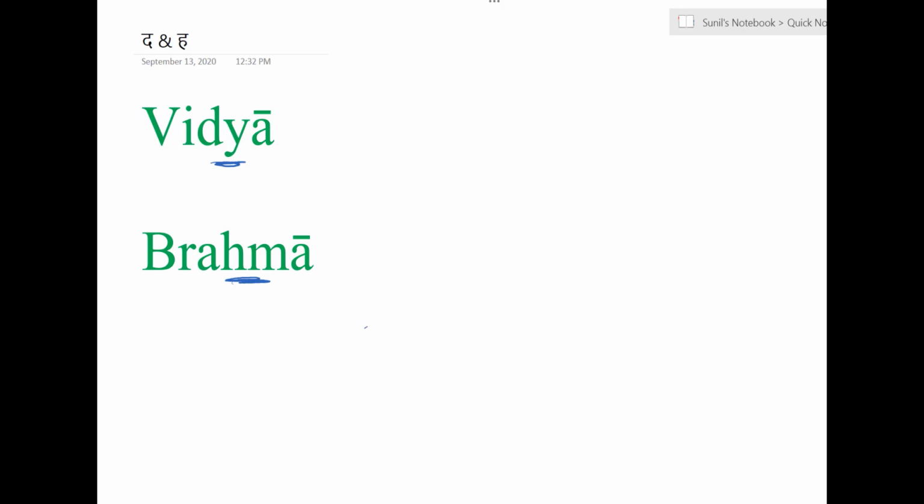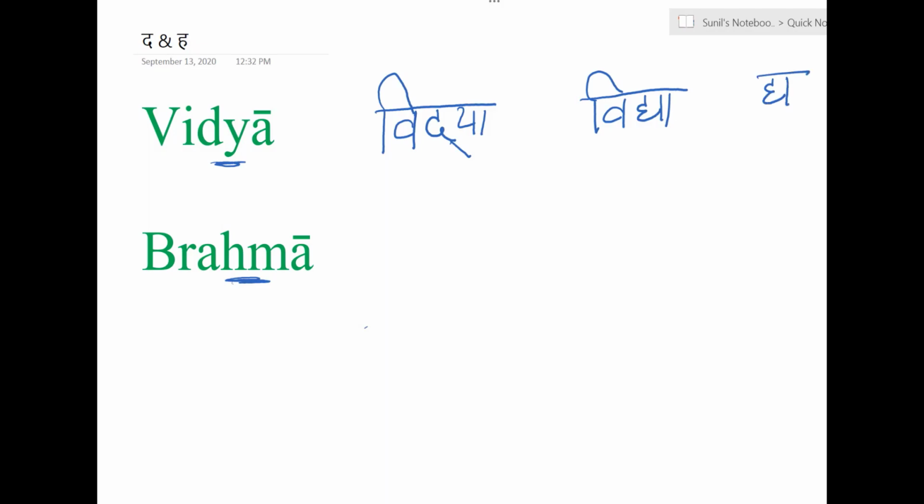So let's see how we write these words. The first consonant is va, and then you have a short i, and then da, you simply write da and use halant, da, ya, vidya. Or there is another way of writing with a ligature. So va, i, vidya. So the ligature of da here could be this as well, vidya. In modern text, this kind of combination is very rare.